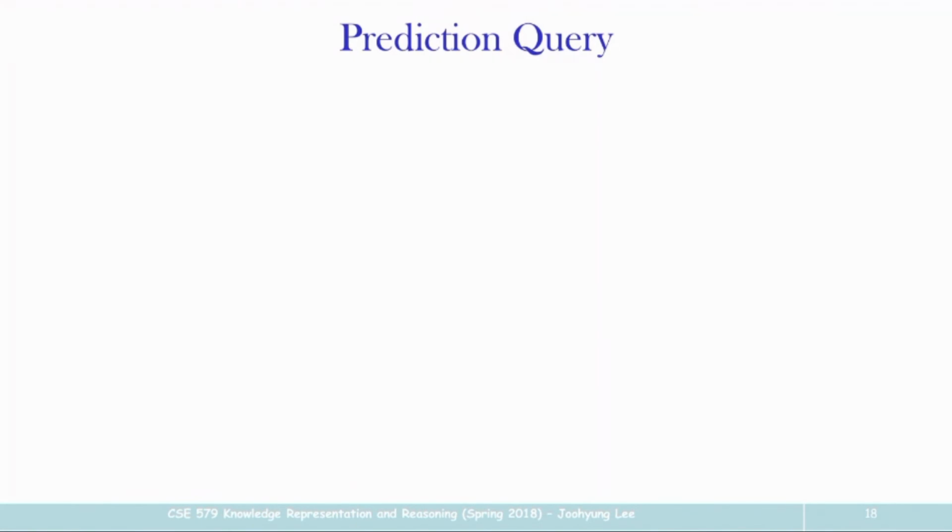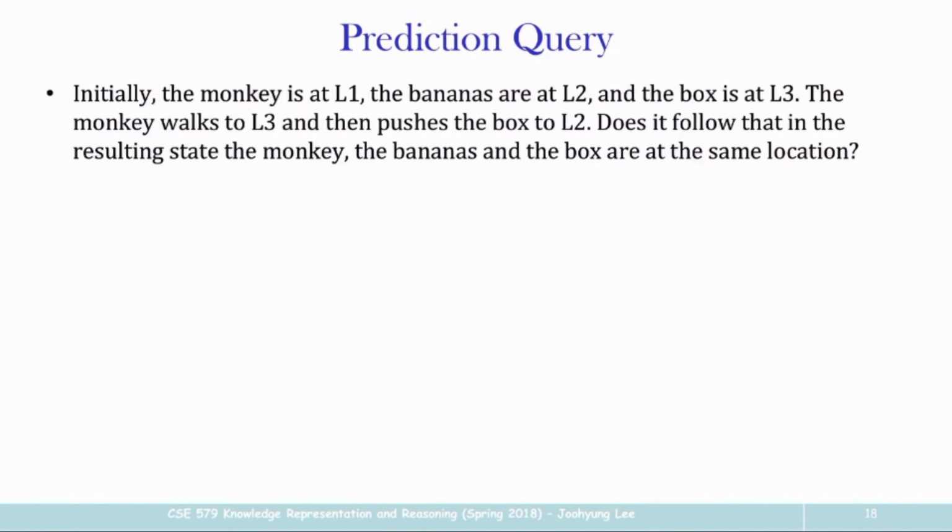Okay? So let's look at a simple example here. Initially the monkey is at L1, bananas at L2, the box is at L3. The monkey walks to L3, then pushes the box to L2. Does it follow, does it entail that the bananas and the box are at the same location? Commonsensically, this is true, but how can we run Klingo to verify this claim?